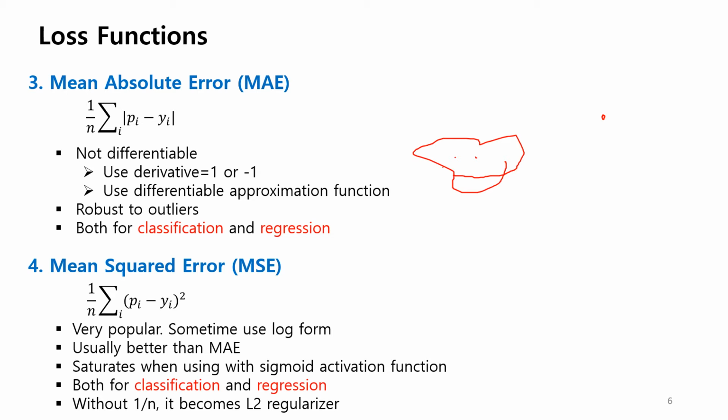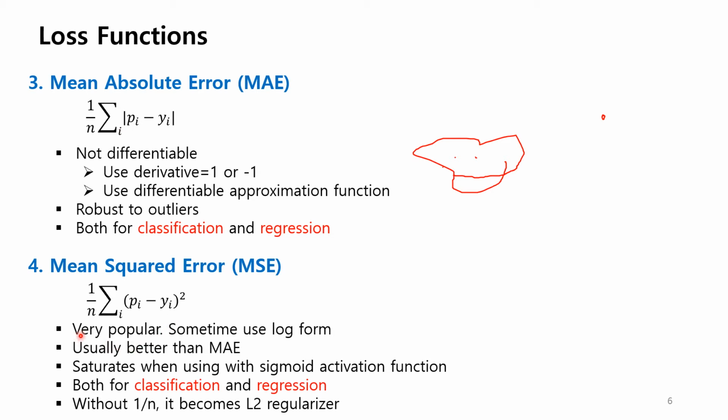Okay, move on. There are some similarities as well. Both MAE and MSE can be used in either classification or regression. You can use these functions for classification and also for regression. Right. Let's move on to MSE. Okay. This is the formula of MSE. The only difference between these two is that we calculate the square of this one.